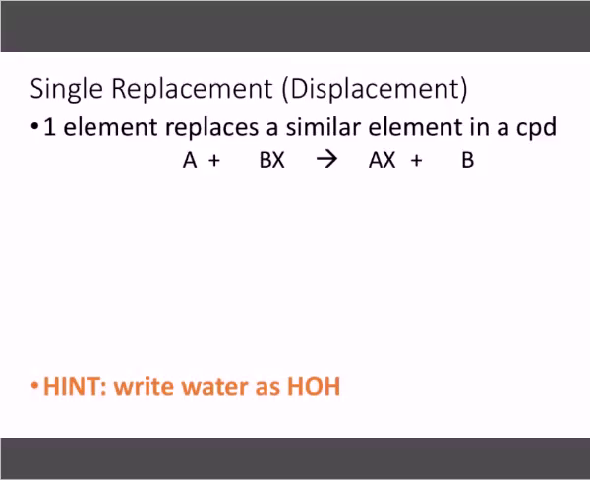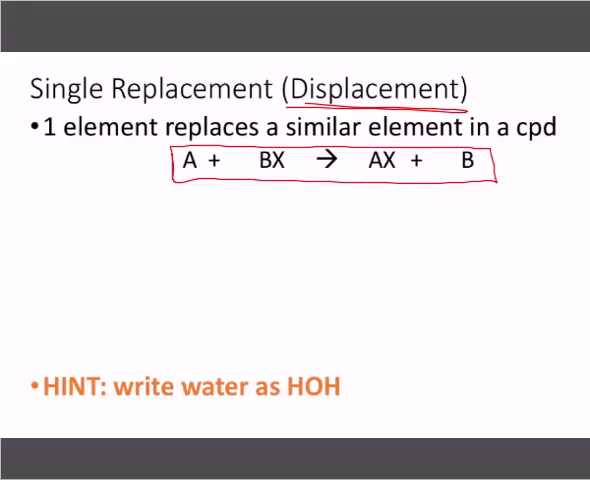Now we're going to talk about single replacement. You may also see the term single displacement. Okay? They mean the same thing. One piece is going to be replaced by another piece. So our generic equation here looks like this: A plus BX yields AX plus B. So what we've got when we talk about single replacement is we have an element plus a compound, and now we have a new compound and a new element. All right?